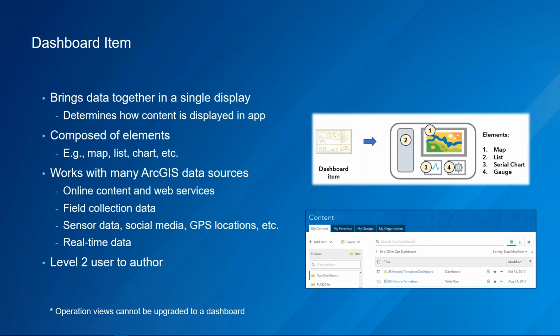Now, dashboard items work with many different ArcGIS data sources, right? So, most of the data sources that are supported or available in a web map in ArcGIS Online, whatever is configured in the web map can then be consumed and read in Operations Dashboard, and it will work in Operations Dashboard. You can display web services, obviously, data from the Living Atlas, field collection data from apps like Survey123 or Collector for ArcGIS. And you can also consume real-time data feeds as well. Once you create and save that dashboard item, it becomes a new item or thing in your content space in your ArcGIS Online organization.